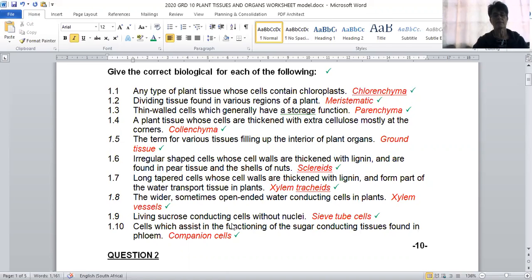Right, number 9, living sucrose conducting cells without nuclei. Although I think I probably shouldn't have said conducting. I should maybe have said cells that help the conducting cells, so sieve tube cells. I will make a note of that. Cells which assist in the functioning of the sugar conducting tissues, companion cells. Hang on. Okay, is correct. 1.9. Read carefully, Mrs. F. Living sucrose conducting cells. Yes, no nuclei. Sieve tube cells. I think I was thinking it said with nuclei. Then the cells alongside them that help with the functioning of these sugar conducting tissues, the companion cells.